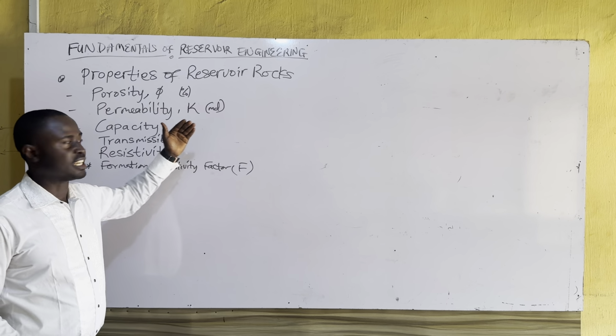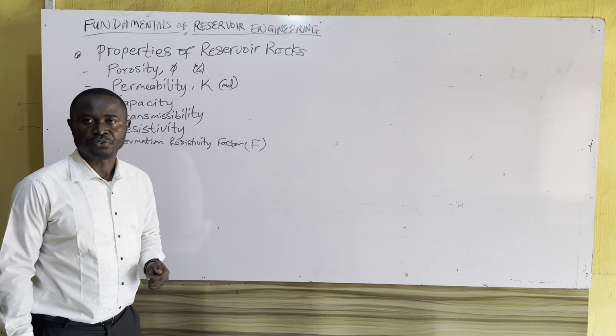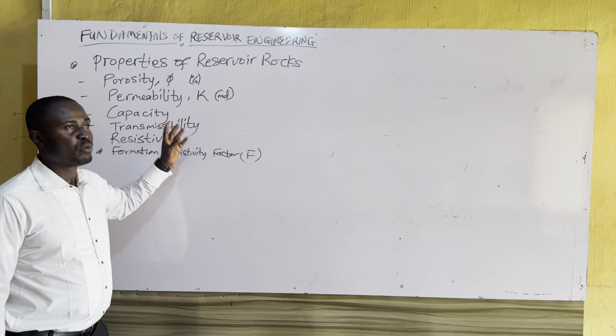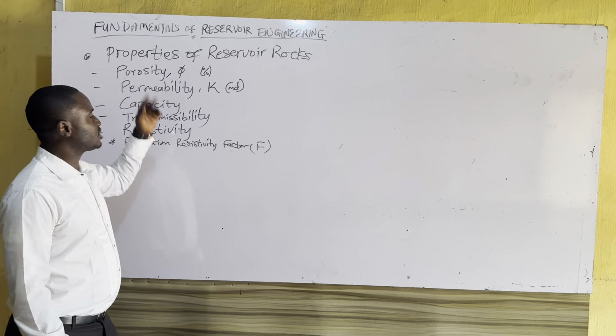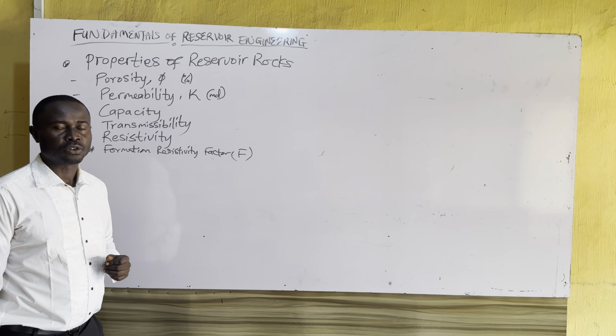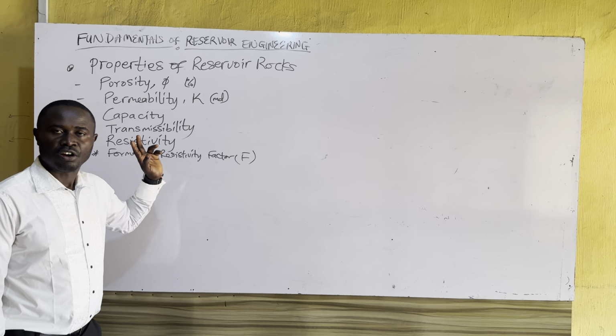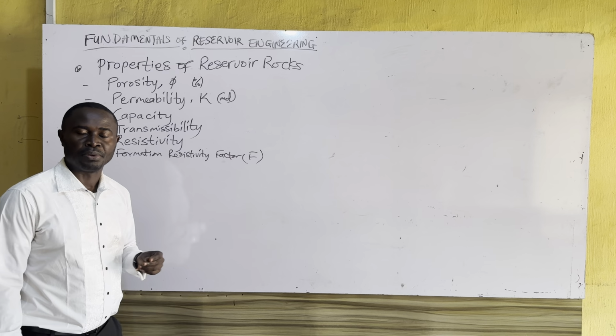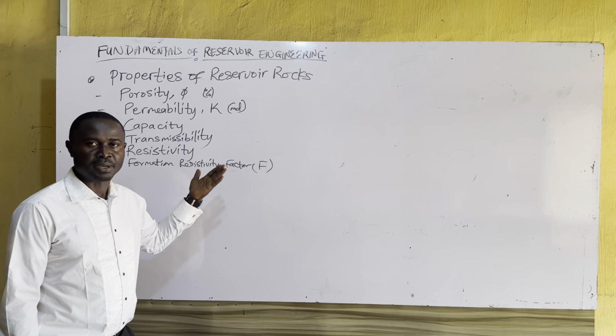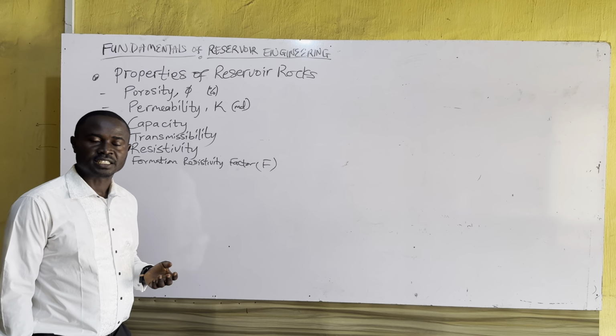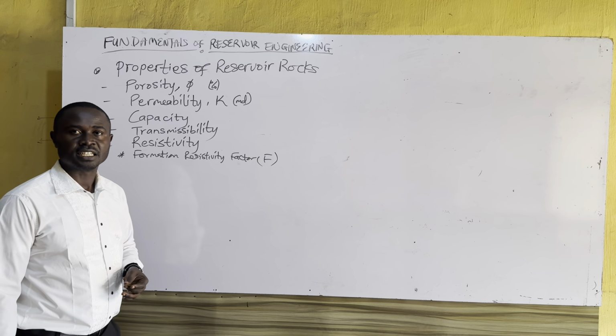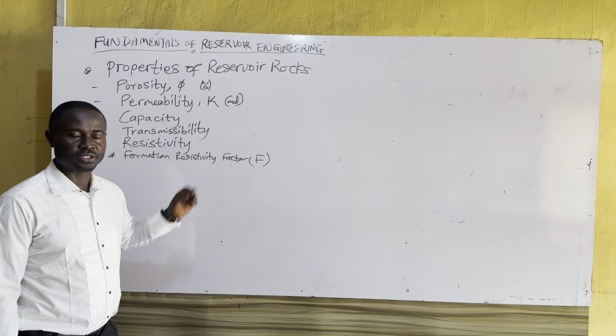We have been on this series of fundamentals of reservoir engineering. We have been considering the session on properties of reservoir rock. We have considered the porosity of reservoir rock. We have considered the permeability. We have talked about capacity of flow. We have looked at transmissibility. We have considered the resistivity and conductivity of reservoir rock.